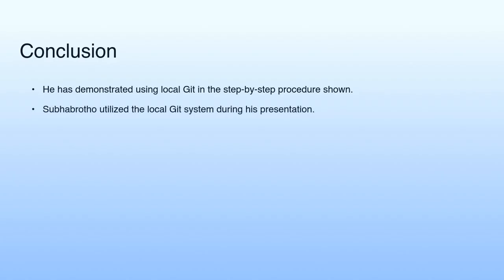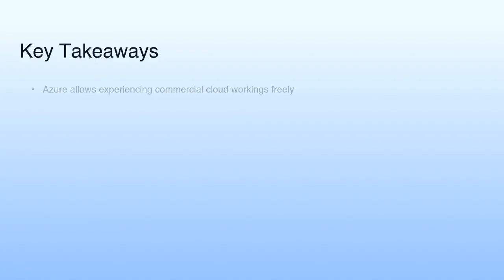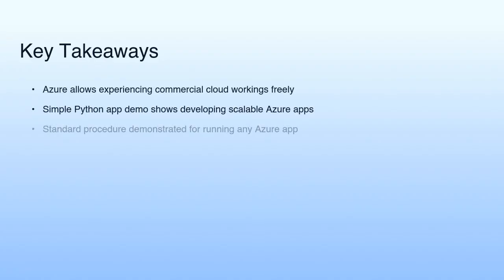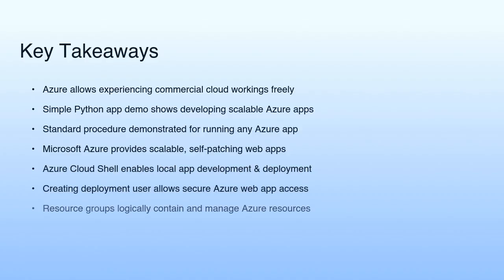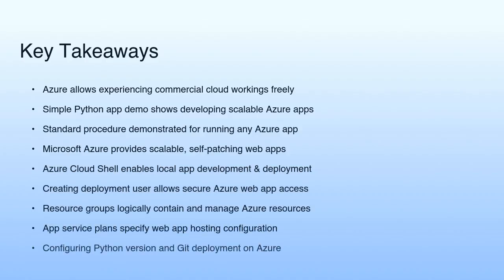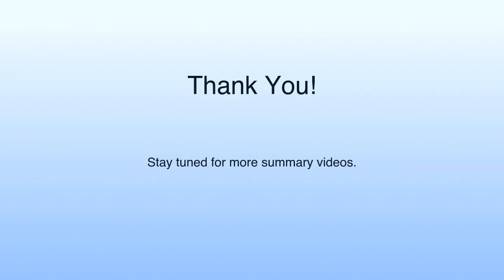To see the changes, we can modify the code locally, commit the updates, and push them to the Azure remote repository. And there you have it. We have successfully demonstrated developing a Python web app locally, configuring it for Azure deployment, and updating it seamlessly through Git integration, all within the Microsoft Azure ecosystem. Please stay tuned for more summary videos.